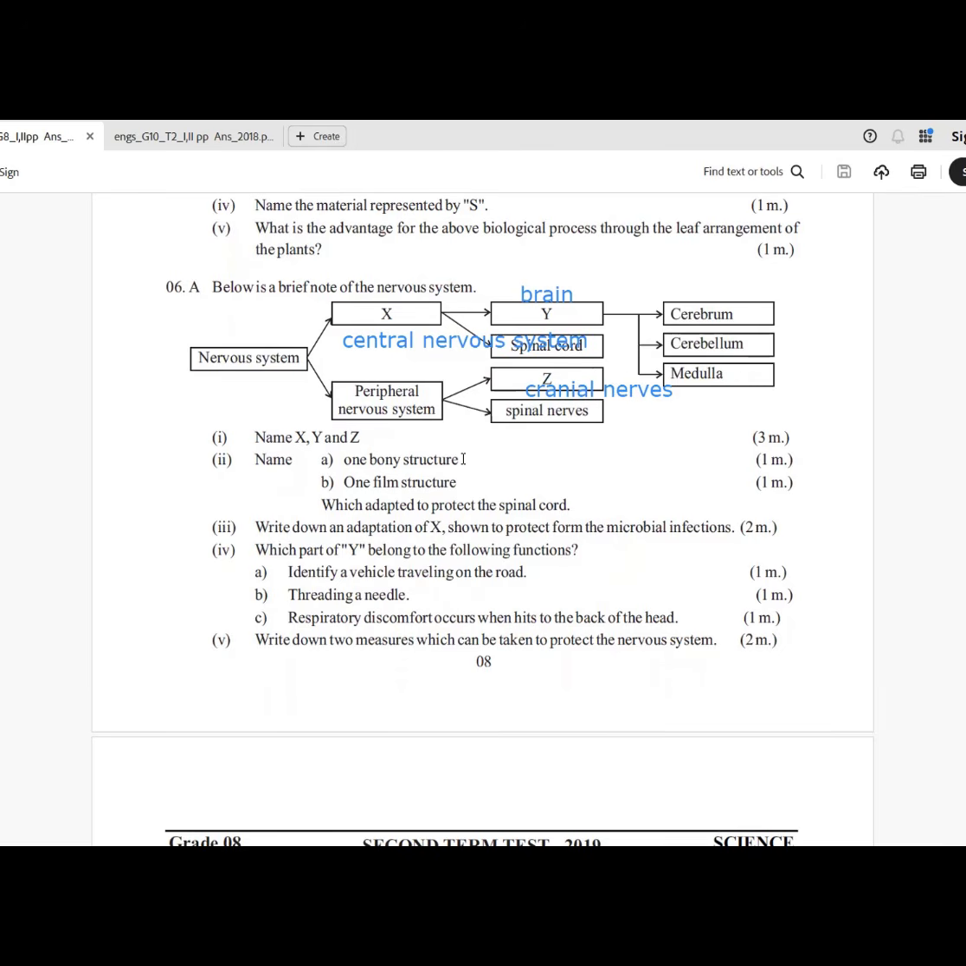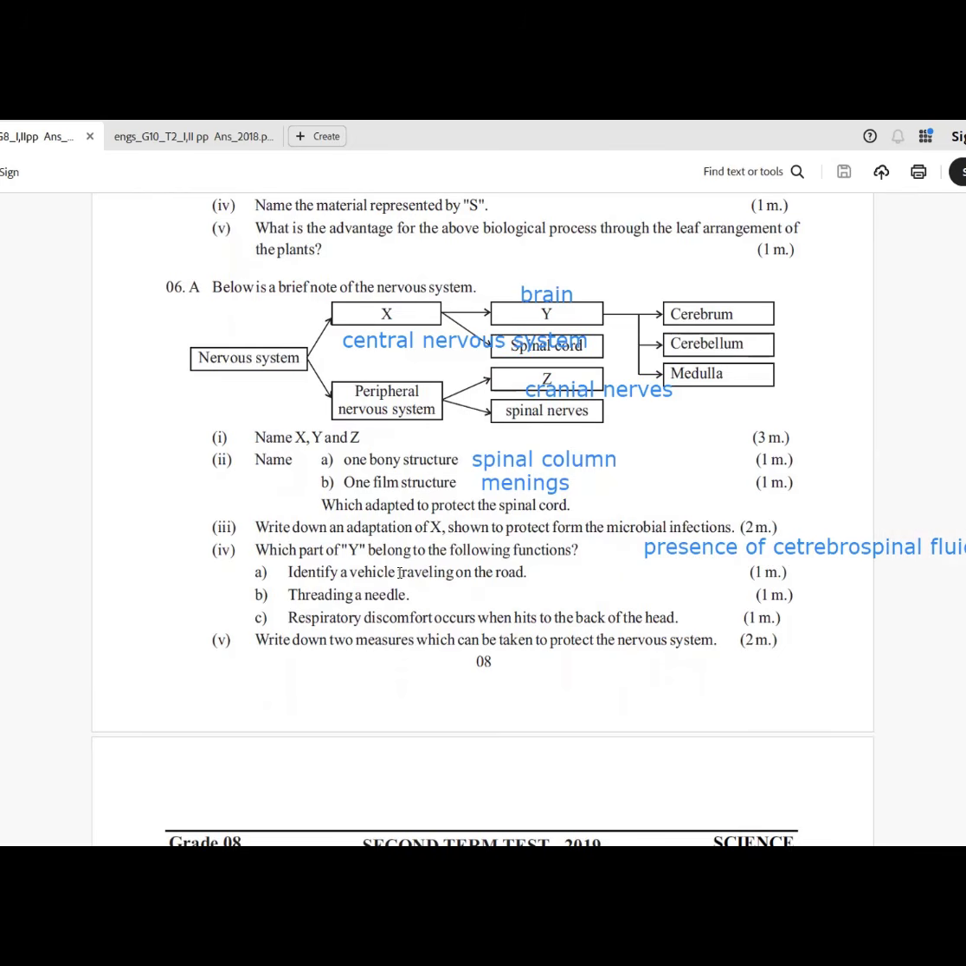Name one body structure which is adapted to protect the spinal cord. Spinal column. One film structure, that is meninges. Write down an adaptation of X shown to protect from microbial infections. Presence of cerebrospinal fluid.